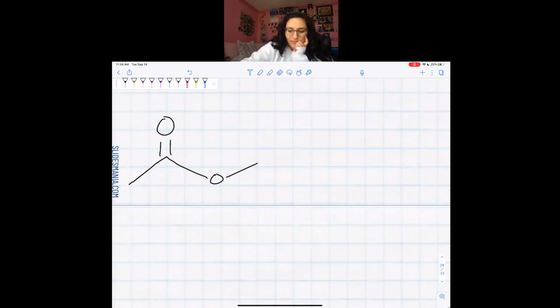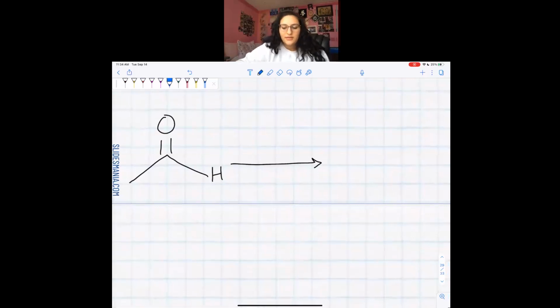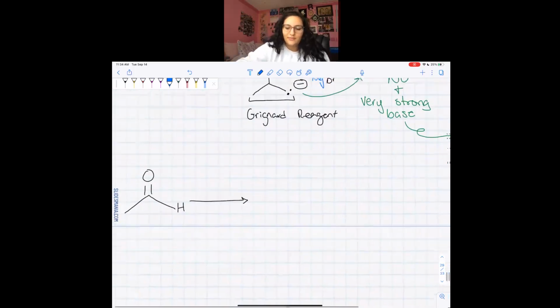I'm going to start with an aldehyde. So any kind of carbonyl is going to react with a Grignard reagent. So let's use the same one we just made for funsies. So our Grignard reagent is really, really sad and all alone.